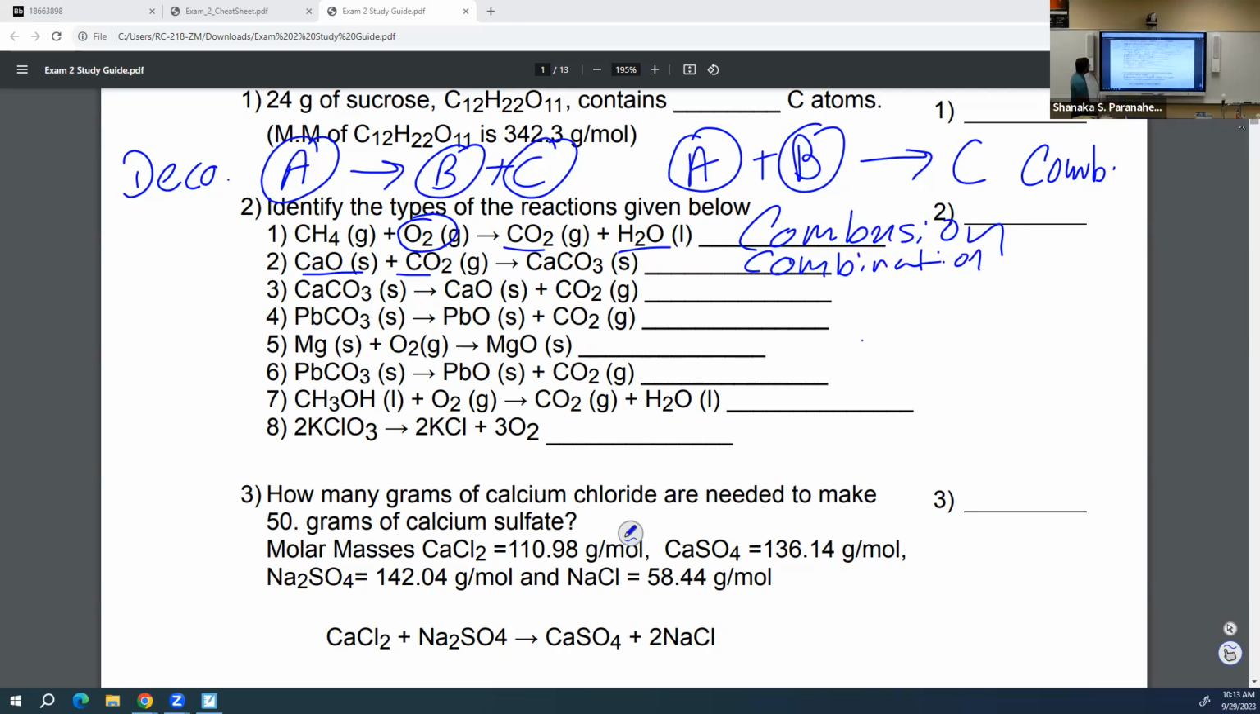Okay, next one, calcium carbonate breaks down into calcium oxide and carbon dioxide. Decomposition. Next one, lead carbonate breaks down into lead oxide and carbon dioxide. Decomposition. Both reactions have the same format. Next one, magnesium and oxygen produce magnesium oxide. Combination. So next one, okay, it's the same reaction. So 4 and 6 is same, decomposition.